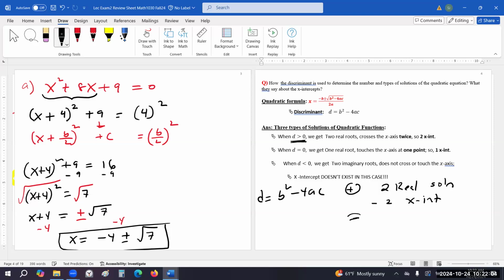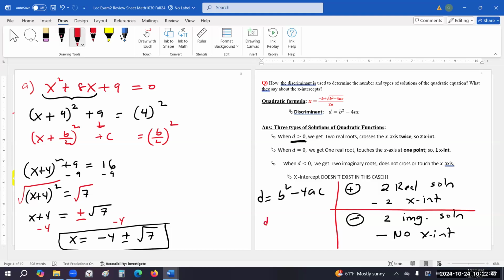But if that thing is negative, we get 2 complex, imaginary solutions. It could be rational, it could be irrational, it doesn't matter. It depends on what number you have inside the square root. And it means we have no x-intercepts. Discriminant positive means two real solutions and two x-intercepts. Discriminant negative means two imaginary solutions, and since they're imaginary, there is no x-intercept.